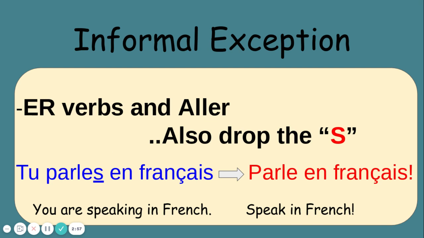Now, there's one exception for every rule. You know there's always an exception. So there's one exception to commands, and that is in the tu form. And so if you are in the tu form and you use an er verb or aller, which, let's be honest, you use those guys a lot. And aller, remember, is to go. We will be reviewing that again, too. You drop the S in the tu form. That's all. So you have 2 things to drop in the exception.